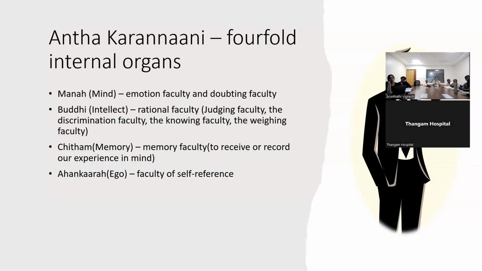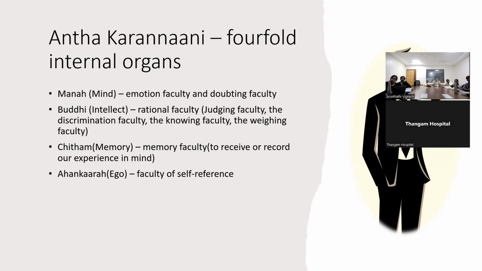Now we have seen the first 15. The last four are the Antahkarana, that is, the fourfold internal organs. First is Manas, the mind, the emotion faculty and doubting faculty. With the mind, we have emotions. We even doubt; not only emotions, we also doubt.